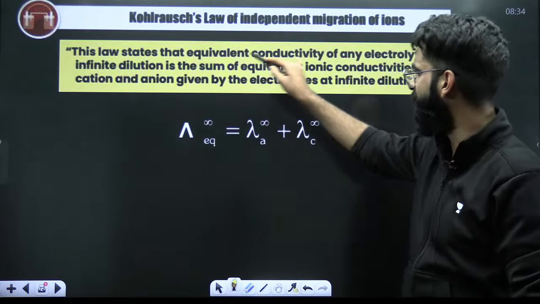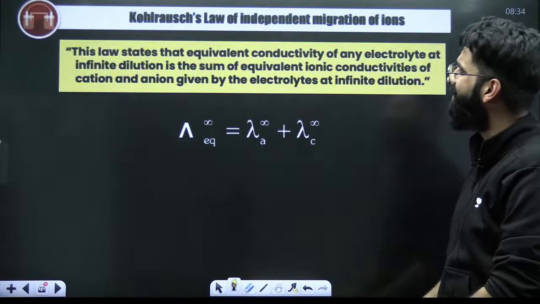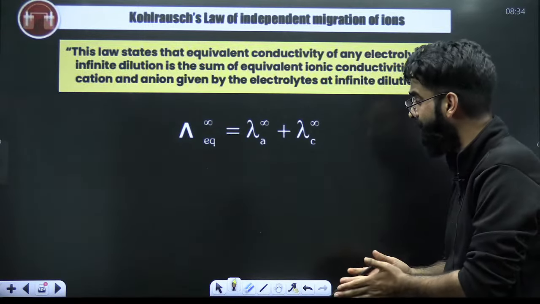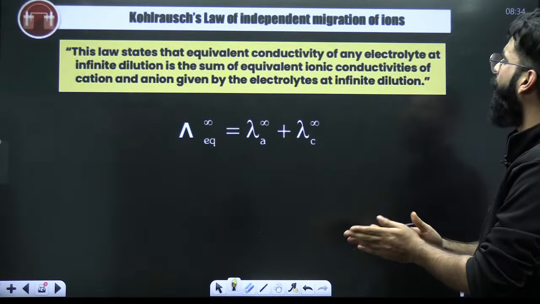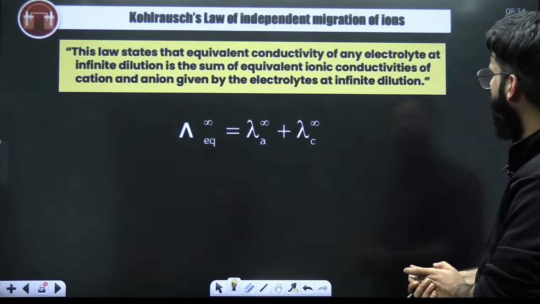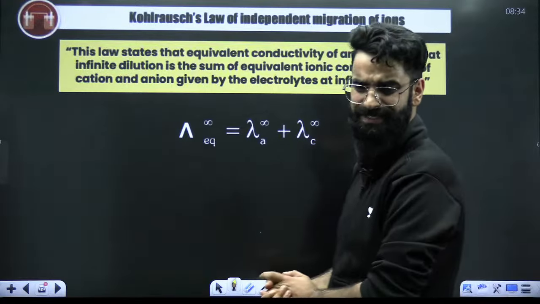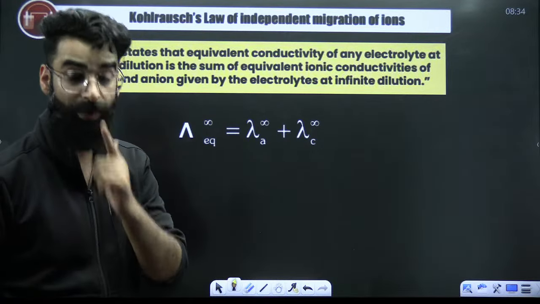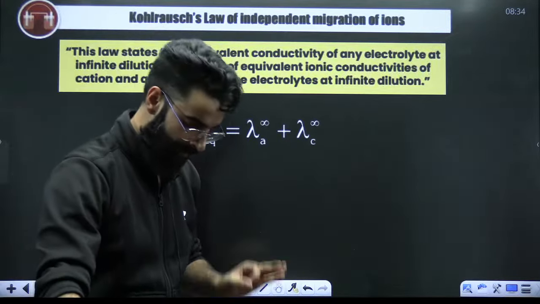You can read its definition. This law states that the equivalent conductivity of any electrolyte at infinite dilution is the sum of the equivalent ionic conductivities of the cation and anion given by the electrolyte at infinite dilution. What does it mean exactly? Let's try to understand.